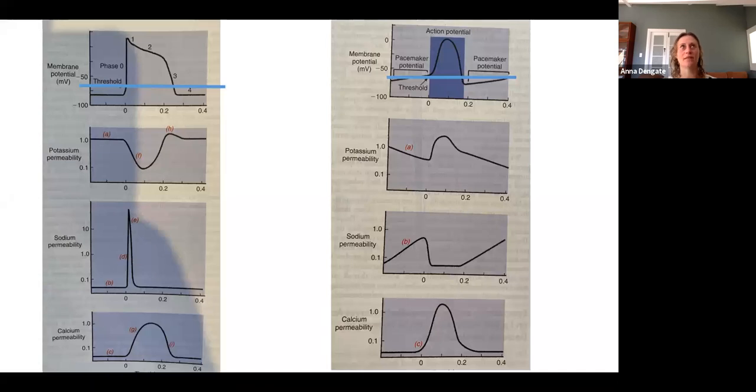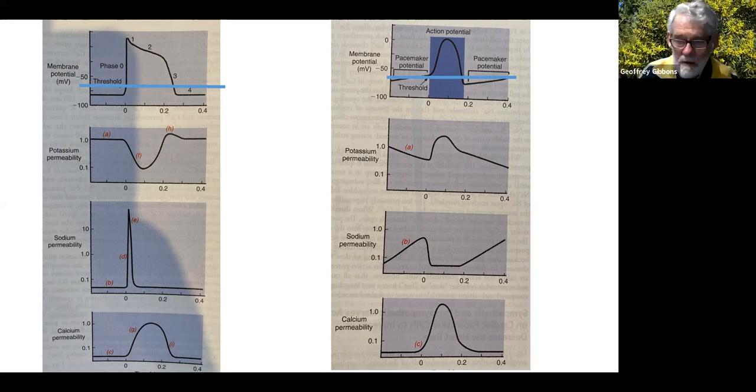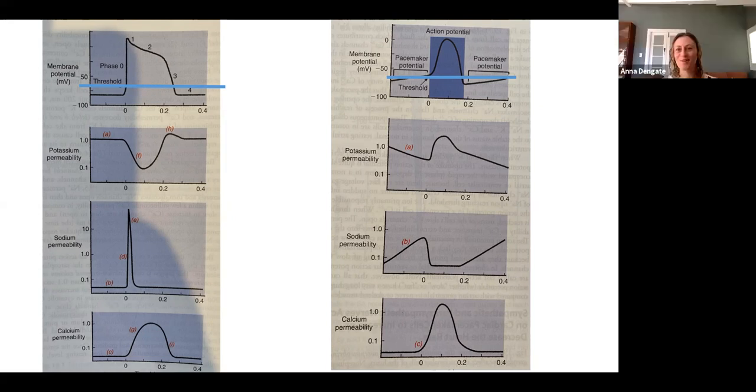Or what system decreases the heart rate? Parasympathetic. Good. Acetylcholine. Good, Jeff. Excellent. So acetylcholine decreases funny sodium channels and decreases sodium influx, which means it takes longer to trigger an action potential.